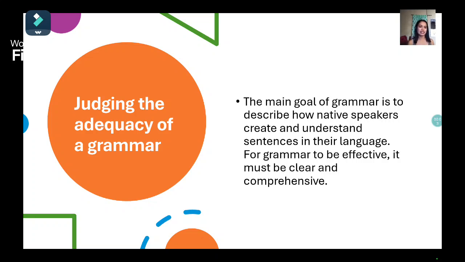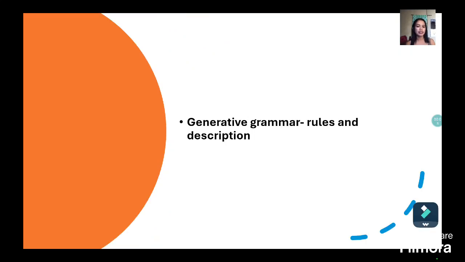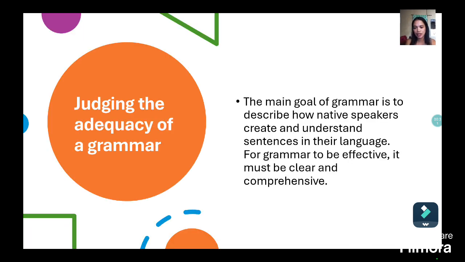Today, we're going to discuss generative grammar, rules, and description. Also, we're going to discuss judging the adequacy of a grammar, finite state grammar, rewrite grammar, phrase structure grammar, and the last one is the adequacy of phrase structure grammar. Now let's start with judging the adequacy of a grammar.